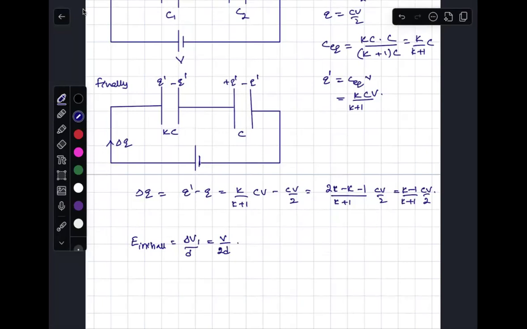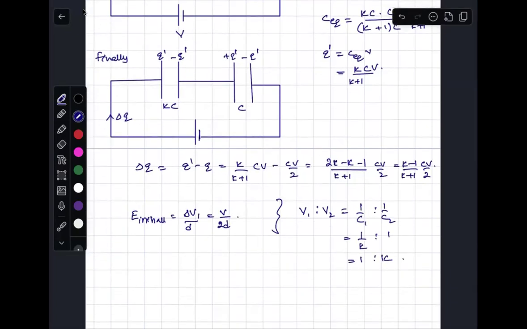Can you please help me? What is the final potential difference? The capacitors are in series. V1 is to V2 is related to 1 by C1 is to 1 by C2, which means 1 by K is to 1, which means 1 is to K. Now tell me what is V1.